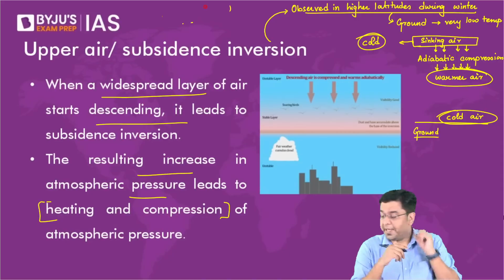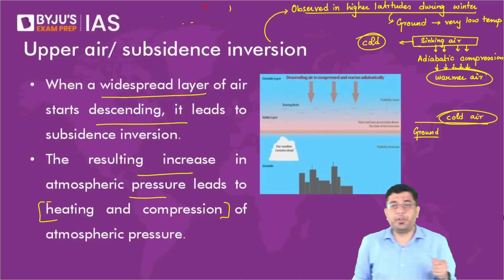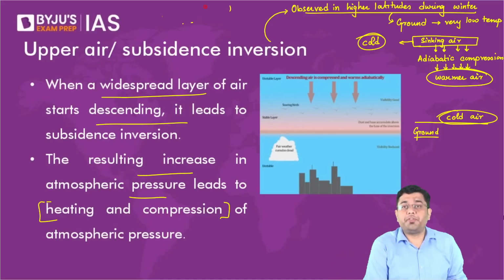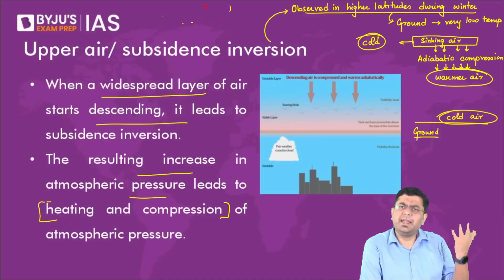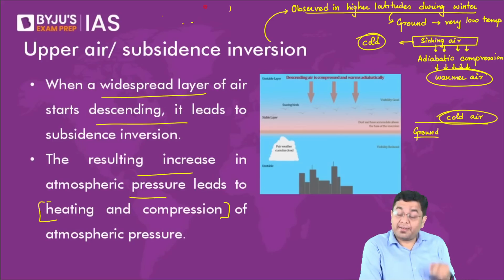Now, this is something which persists for a longer period of time as compared to the surface inversion. In the case of the surface inversion, we have seen that in the next morning you can have the reversal of the condition and the normal conditions can prevail again. But in this case, this can persist for a longer period of time, because here this is controlled by the sinking of air. Now, this can sometimes lead to very bad conditions as well.